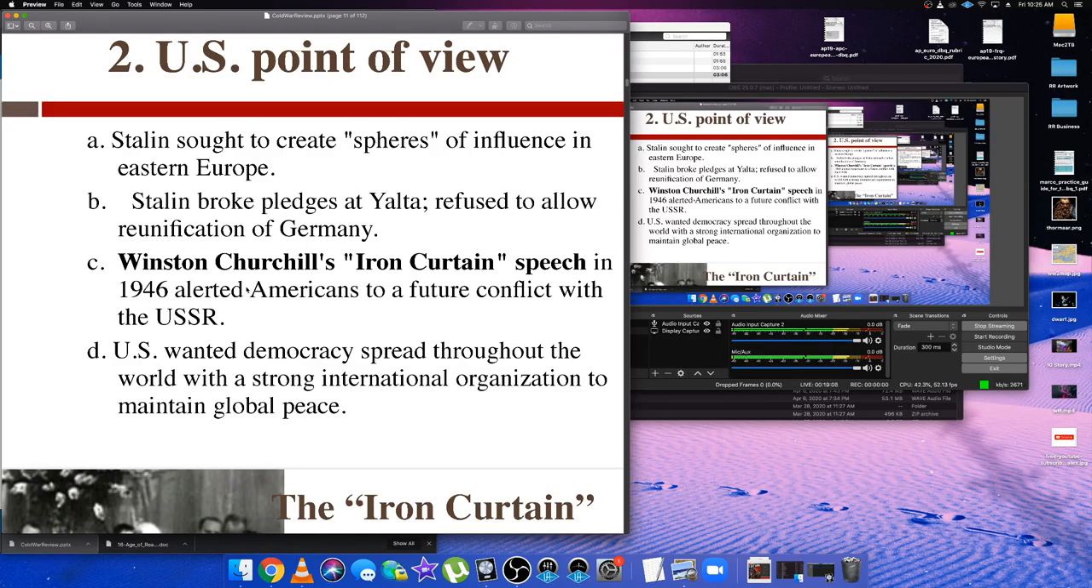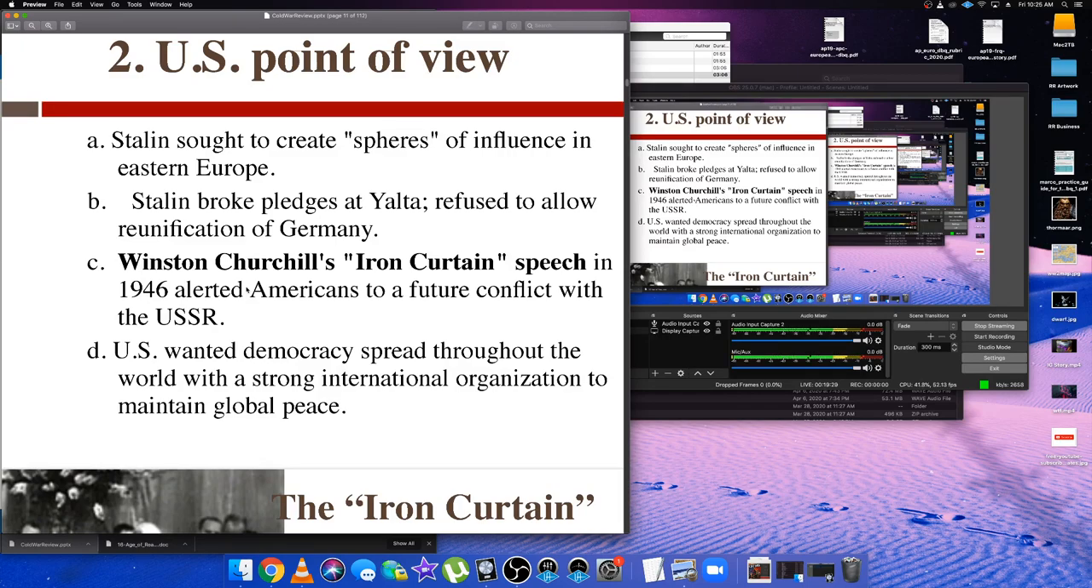So the Iron Curtain speech is a metaphorical curtain. There's not literally an Iron Curtain that was built across Europe, okay? It's metaphorical. There's no literal barrier that separates Western Europe from Eastern Europe. The only physical barrier that we really see built during this time is the Berlin Wall.